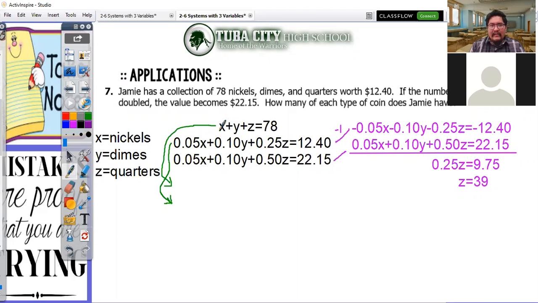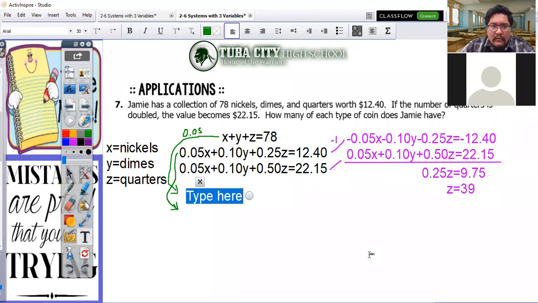And I'm gonna eliminate X. So I'm gonna times this whole top equation by 0.5. Now, okay, let's see what we get. That's pretty easy because if you look at that top equation, everything is already 1. It's already X, Y, and Z. All right, so 78 times 0.5, and that'd be 3.9.